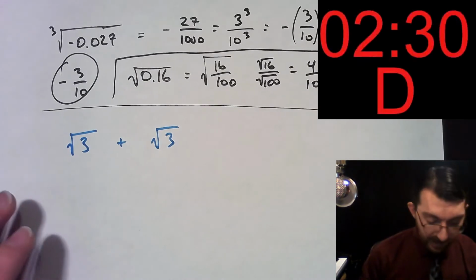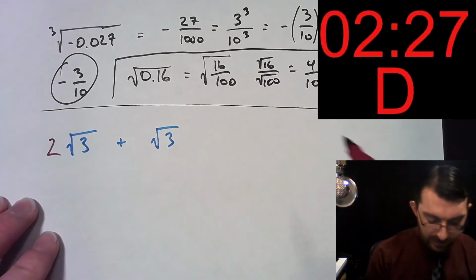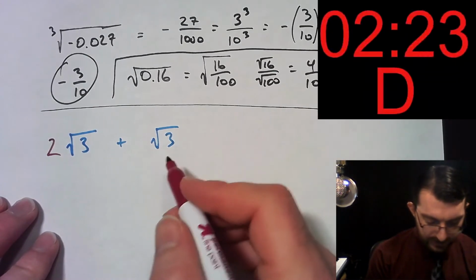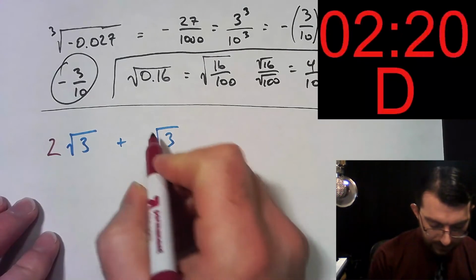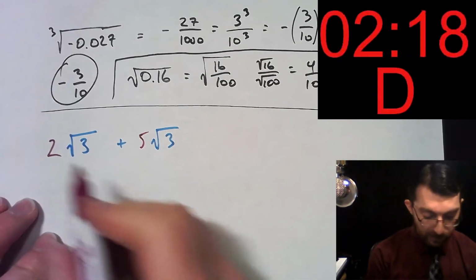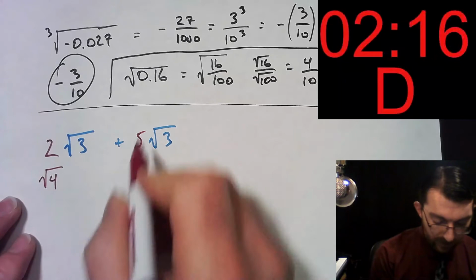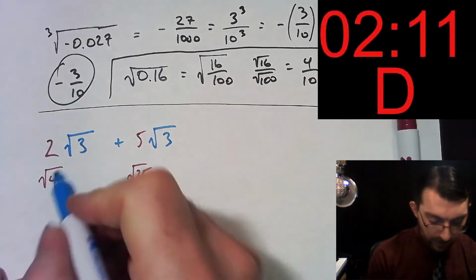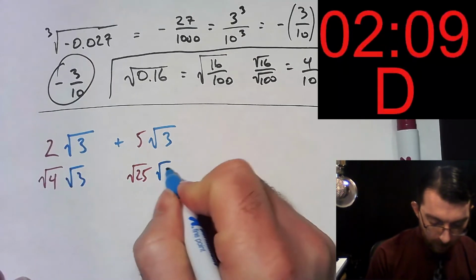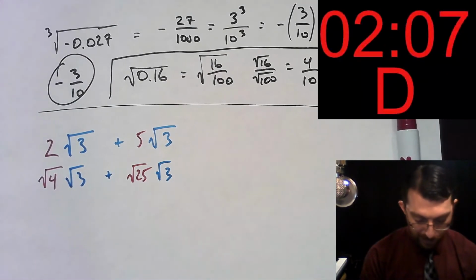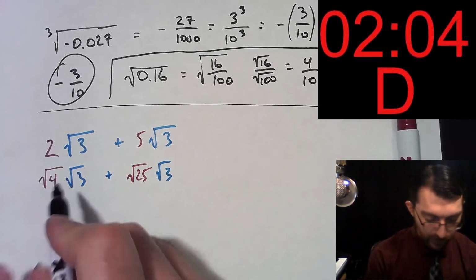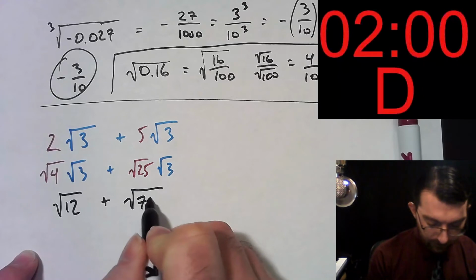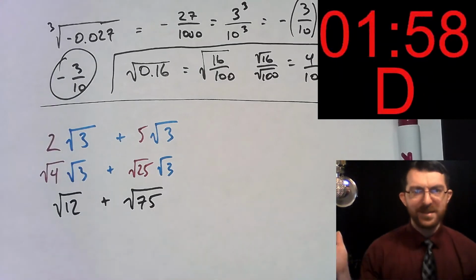For example, I could multiply this one by 2, and I could multiply this one by, say, I guess I'll just multiply by 5. Okay, now that 2 is the square root of 4, and that 5 is the square root of 25, which means when combined with the other square root, I could have the problem the square root of 12 plus the square root of 75. Now that just looks like an impossible problem.